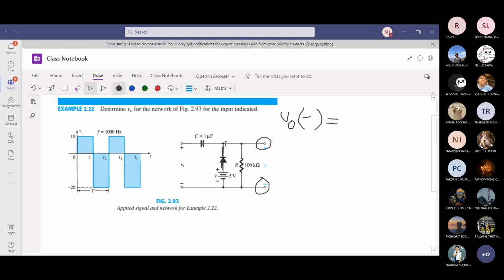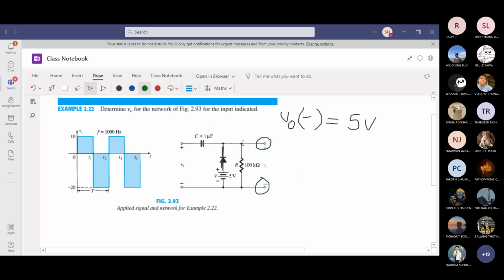If you look at the parallel node, this voltage shows across R, which you are measuring. What do you see? 35. Say again. 35? Yes. I don't think so. I think it's 5. It is 5 volts. V out during the negative half cycle is 5 volts.